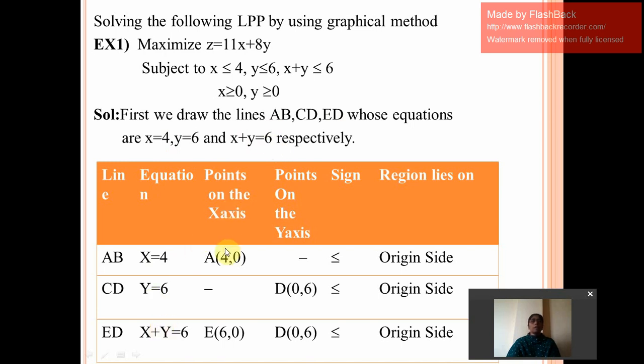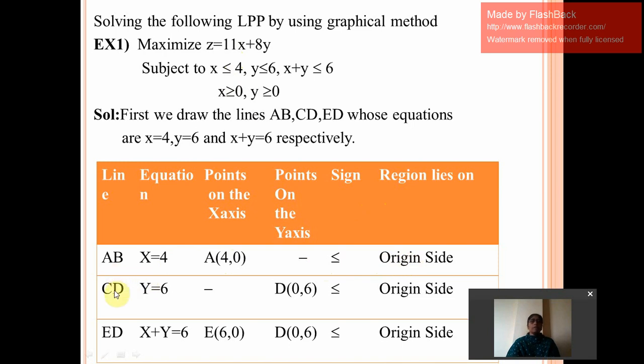Point on x-axis, y coordinate 0. First point A, 4, 0. Sign: first constraint x less than or equal to 4. That is, line is parallel to y-axis and passing through 4, 0. And its region lies on origin side.